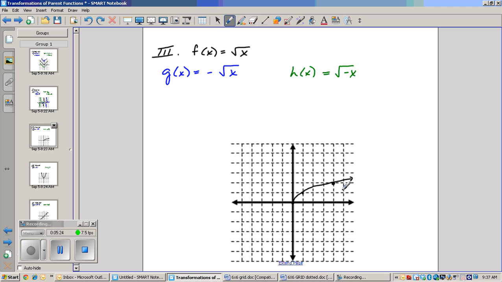The square root function: 0, 0, 1, 1, 4, 2. If g of x is negative square root of x, this negative is on the outside. If it's on the outside, it affects the y's. If I put in 0, I still get 0, but instead of 1, 1, I would get 1, negative 1. Instead of 4, 2, I would get 4, negative 2.